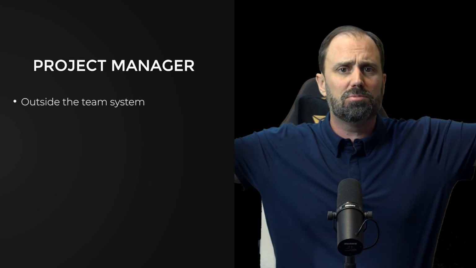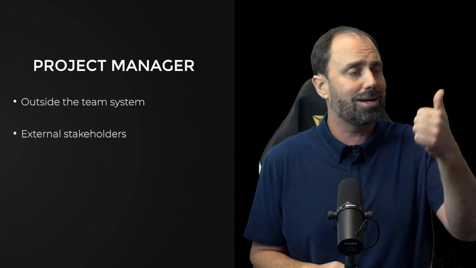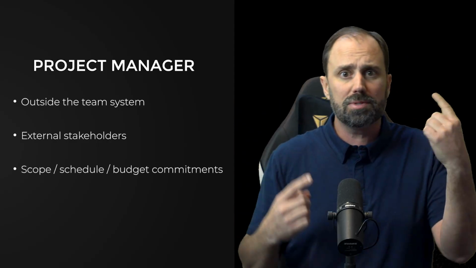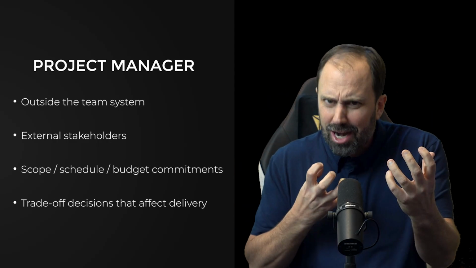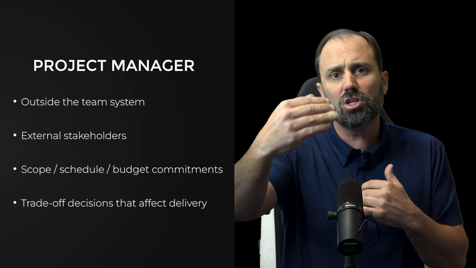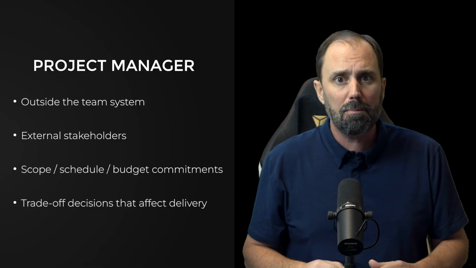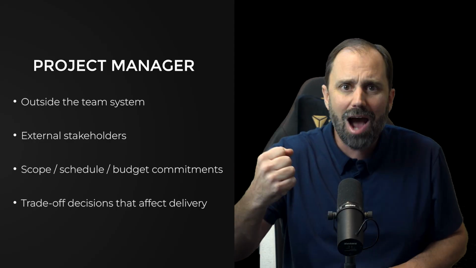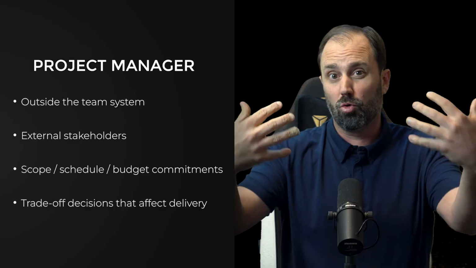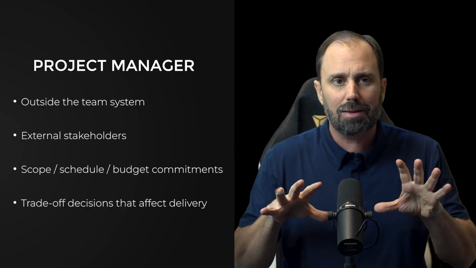Now let's transfer that into a real project. On an actual project, the project manager focuses on things mostly outside the team system. That usually means external stakeholders, scope, schedule, budget commitments, those types of things, and the trade-off decisions that affect delivery. If something impacts what was promised, who it was promised to, or how the project is governed or run, that's a project manager decision.